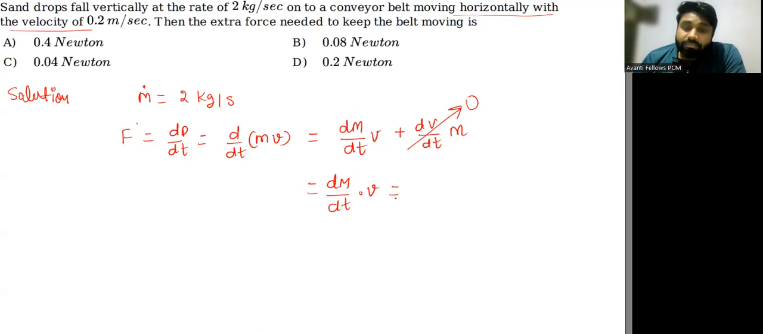dm by dt is nothing but 2 kilogram per second. Multiply with the velocity, which is 0.2. So it will become 0.4 meter, sorry, 0.4 Newton. So option I is the correct option. That much excessive force we need to rotate that conveyor belt.